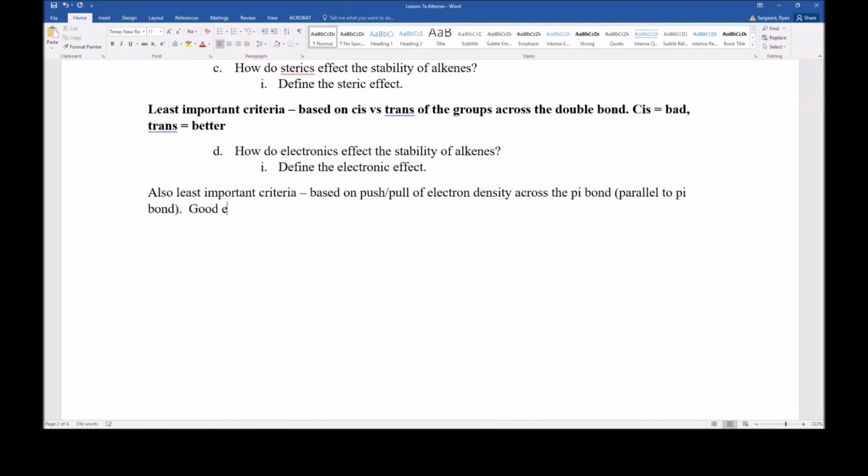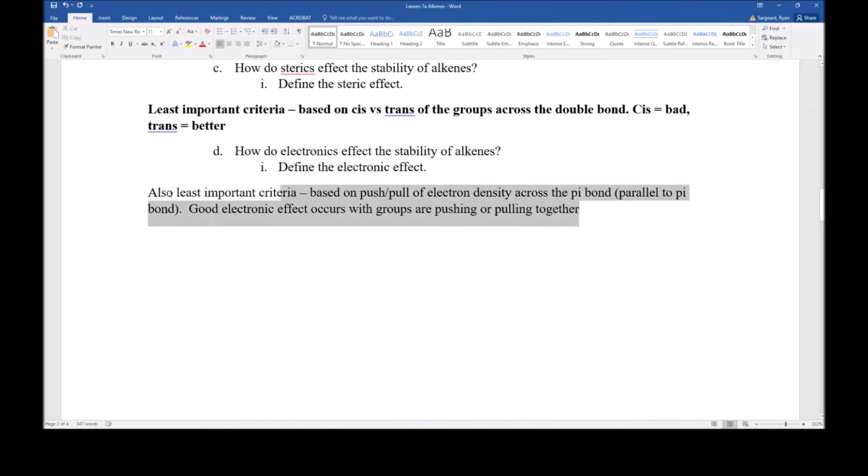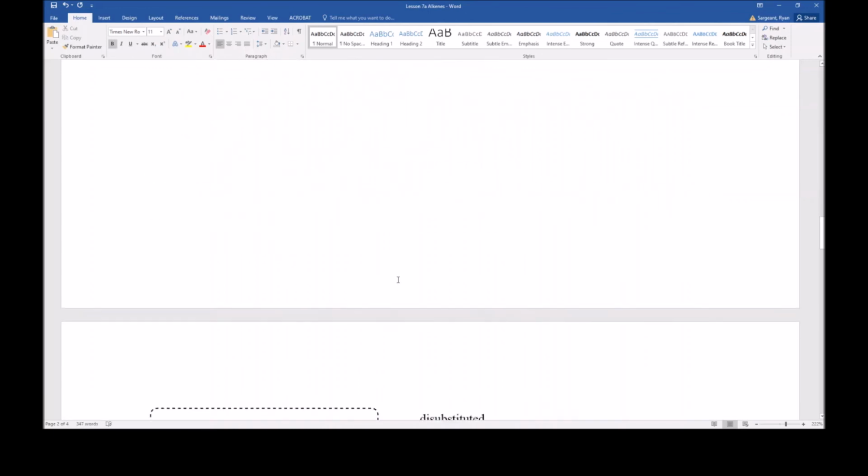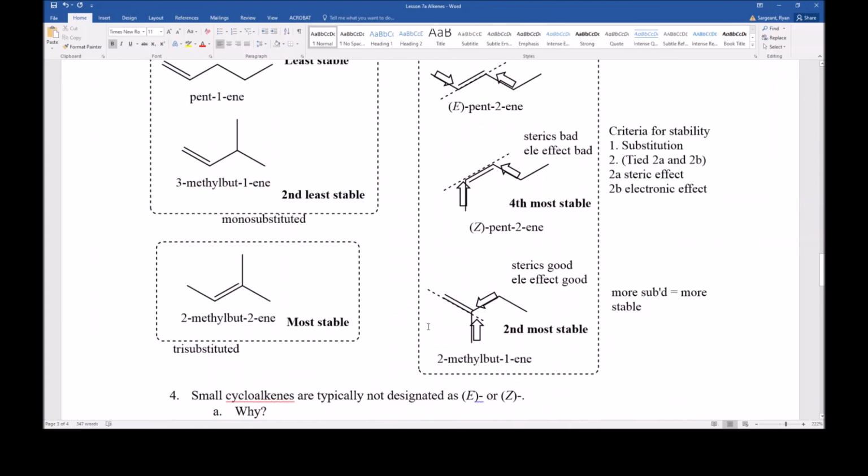And a good electronic effect occurs when groups are pushing or pulling together in the same direction. The electrons are not confused by mixed signals from the groups hanging off of them. All right, and then we have the example and all the criteria of these.